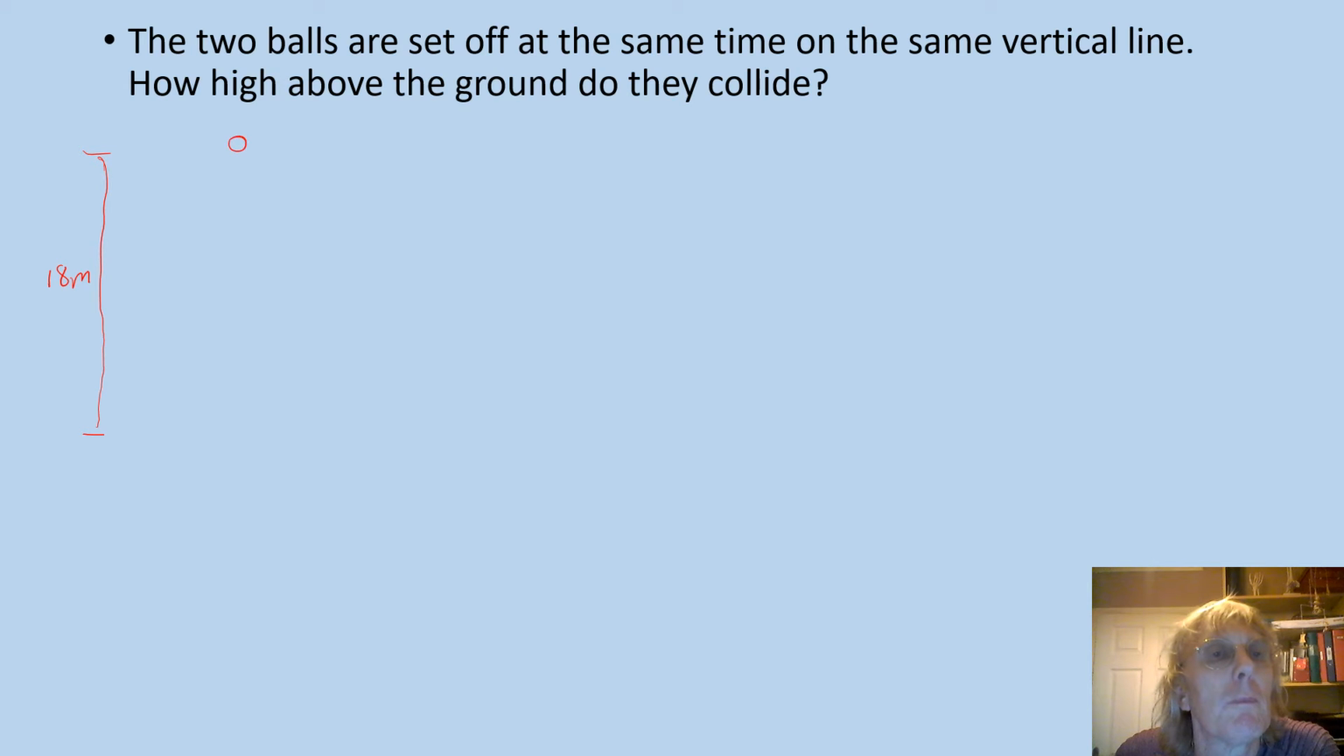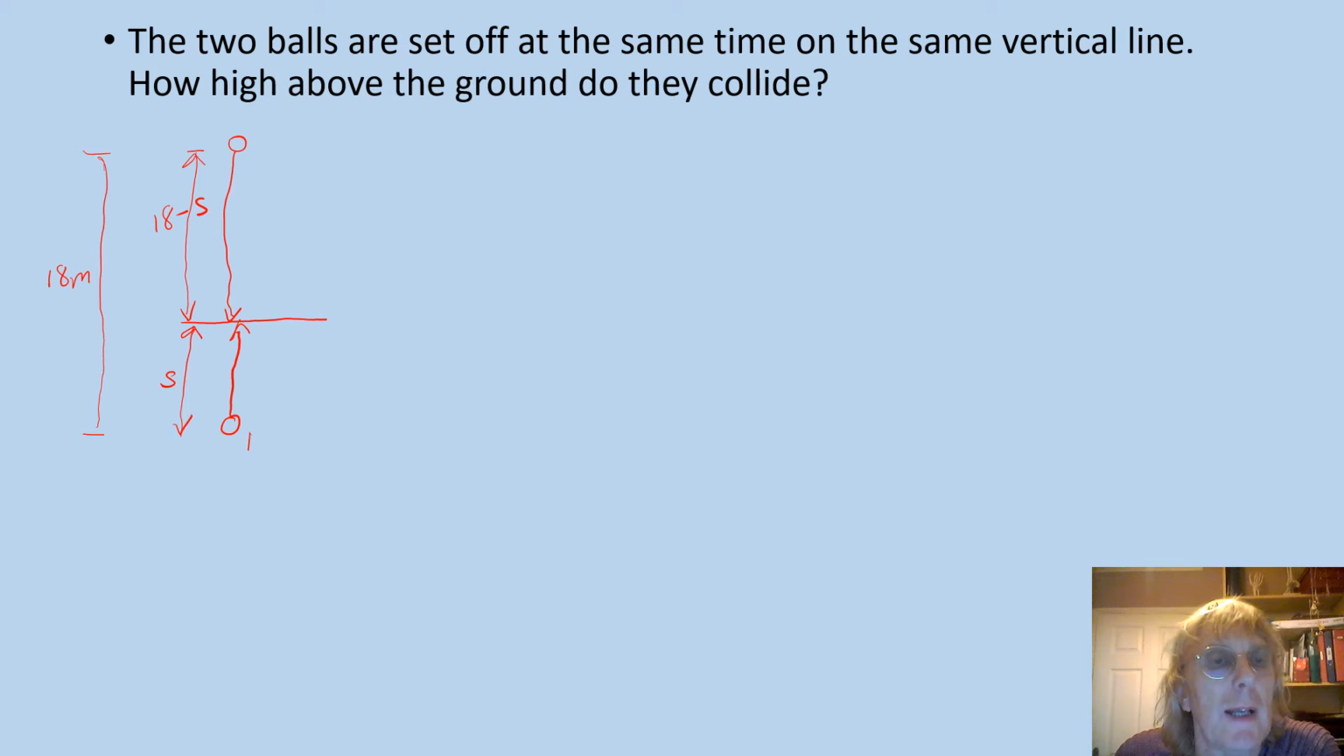Now I've got one at the top, one at the bottom, and they're going to be going up. Now that one's going to be coming down, and somewhere or other they're going to meet. And I need to know how high they meet. So that distance is going to be S, but this distance is going to be 18 minus S. So that's the distances sorted out.